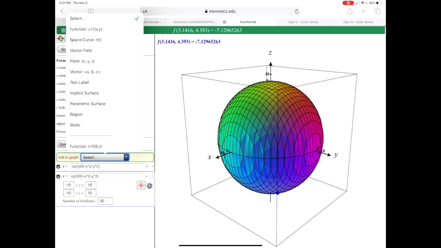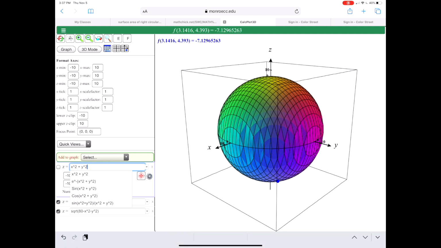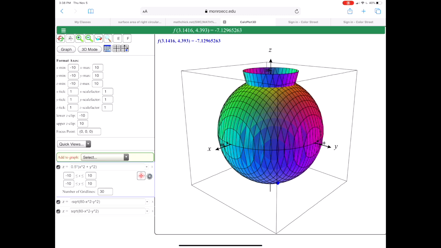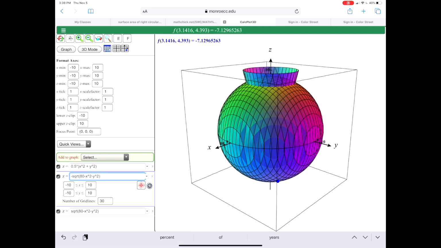And it's that paraboloid. So this one will be, oh nice, it's almost started for us. We have x squared plus y squared, and then we want 0.5 times that. Awesome. Do you see the little, it almost looks like a little hat here. Okay.